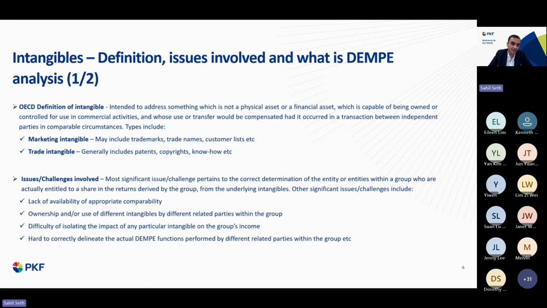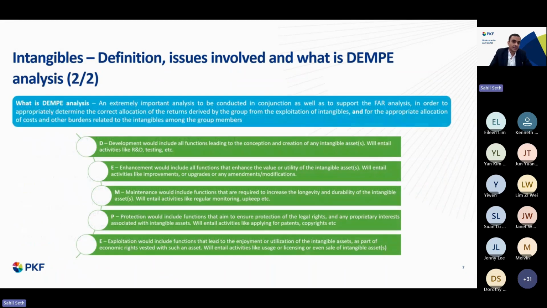So that's why, if you see other kinds of transactions like sale purchases or services, the DEMPE is not applicable. It's only applicable in the context of intangibles. And that's why the intangible analysis becomes much more complex and much more critical for any business group or business transaction, right? Now coming to what is DEMPE, right? So basically, it comprises these five points, right?